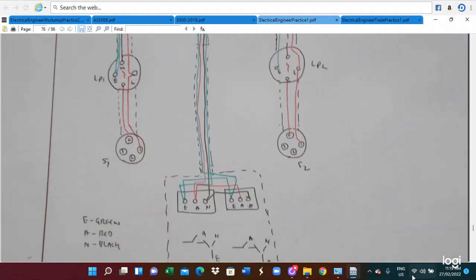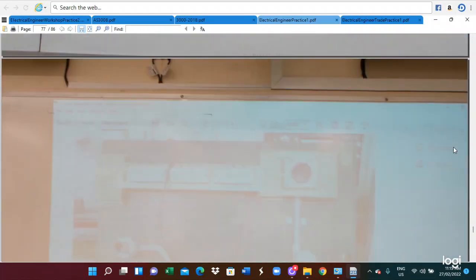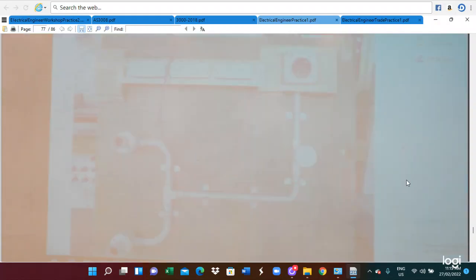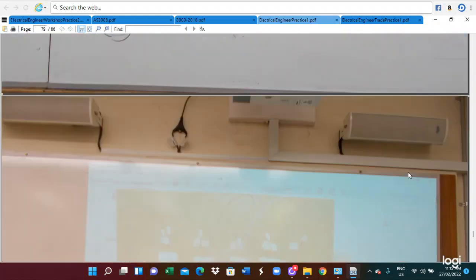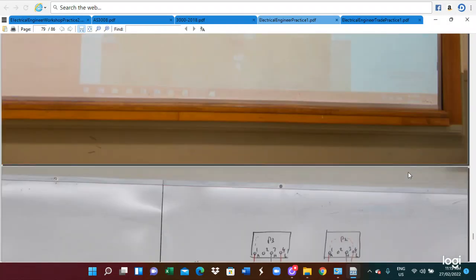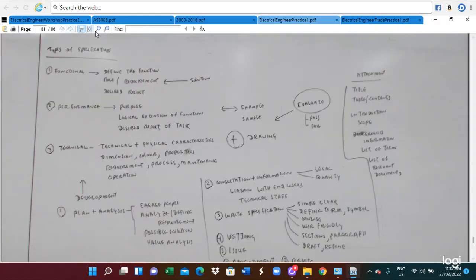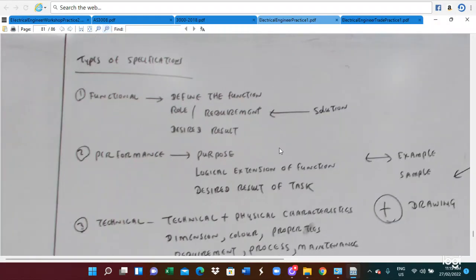By preparing the circuit diagram, the real electrical installation needs to be constructed. So this is the way, looking at the circuit diagram, how the real electrical installation can be done, where you practically wire up the circuit. So this is where I talked about the principle. Okay, then I went on to talk about the specification. If you are an electrical engineer, you need to understand the specification.